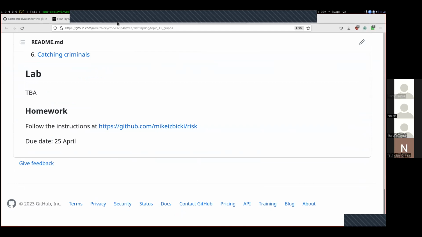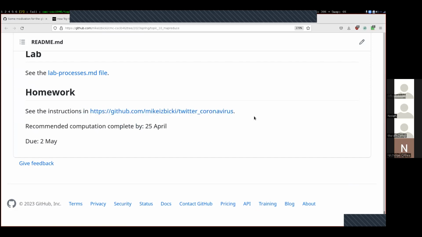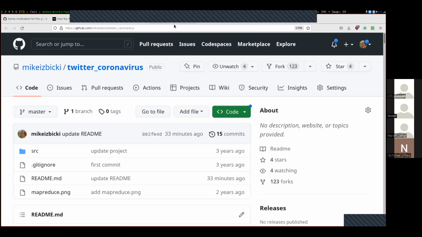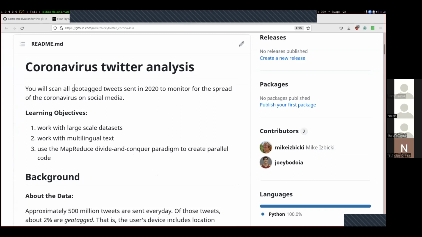Okay. Then we're going to spend most of today talking about this Twitter coronavirus assignment. We've seen all the tools that we need for it now, talking about the shell and your lab last week with running things in parallel. And now we'll see what we can actually do with it. If we have time, we'll start talking about the risk assignment. So this Twitter coronavirus repository here. Again, we're going to be monitoring the spread of coronavirus on social media throughout the entirety of the year 2020. And so we'll be working with this large scale data set.